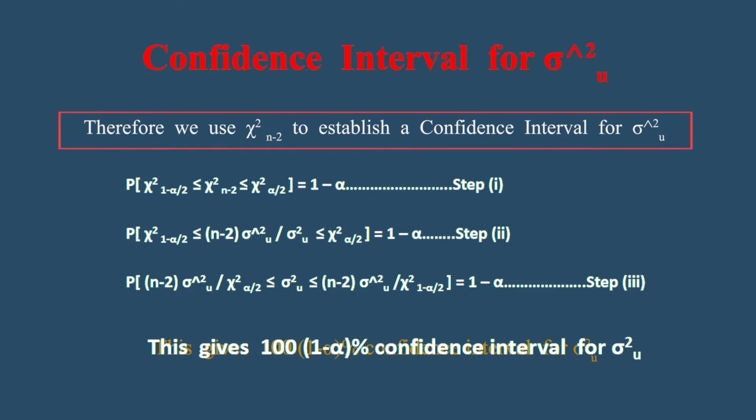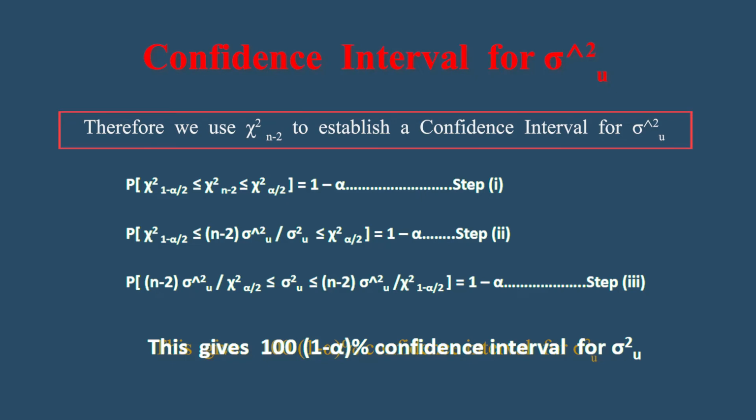Now in step 2 we are basically substituting the expression of chi-square n minus 2, which is given by n minus 2 sigma hat square u divided by sigma square u. That means in the middle part of this chi-square we have substituted the expression, and other things are unchanged, and that also lies within the upper bound and the lower bound.